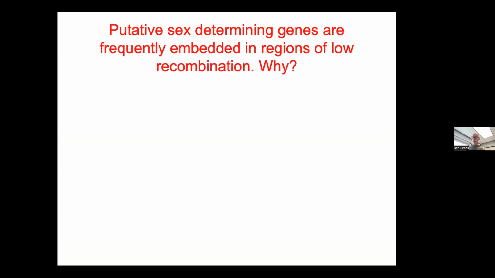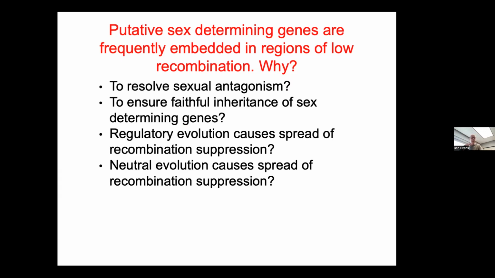What we often see when we look at sex-determining regions is that they're frequently embedded in genomic regions that basically lack recombination. This is true, for example, in humans, where the SRY gene is on the Y chromosome, and most of the Y chromosome does not recombine with the X chromosome. So it gets inherited as an almost complete chromosome from father to son. And so why might that be the case? There's lots of hypotheses out there.